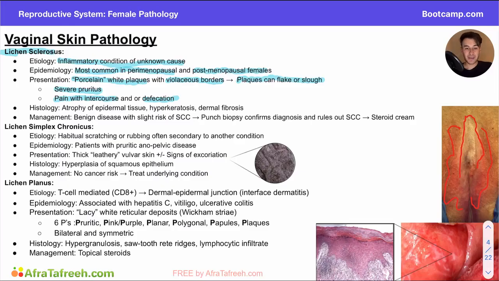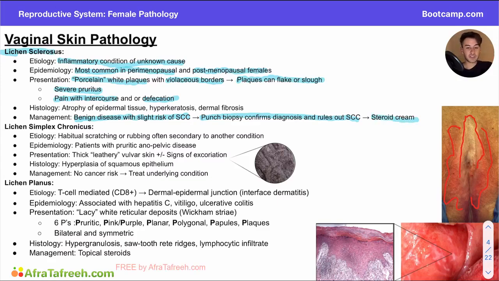In terms of managing this patient, it's important to get a biopsy of this lesion because by its appearance alone, this silvery white plaque, this could be a squamous cell carcinoma or it can be lichen sclerosis. And so this punch biopsy is going to be really important because even though lichen sclerosis is a benign disease, the punch biopsy is going to rule out squamous cell carcinoma. And if we rule out squamous cell carcinoma, we can simply treat these with steroid cream. However, if it was squamous cell carcinoma, we'd have to go down a different route of management.